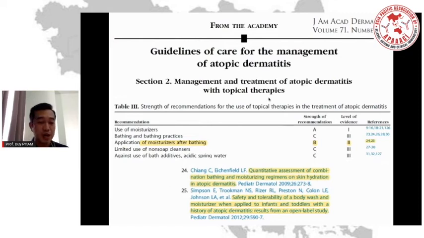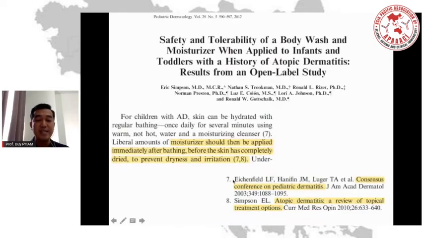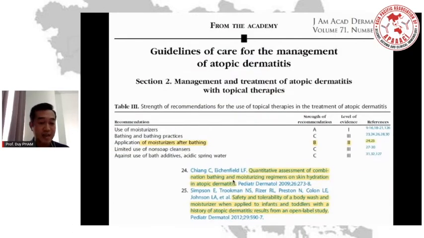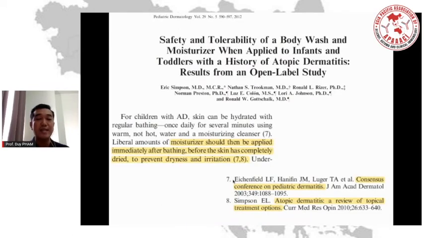The American Academy of Dermatology also recommended to apply the moisturizer after bathing with the strength of recommendation at B level, and the level of evidence is 2. And they cited 2 references. The first reference is the study that I have already presented, which concluded that there was no difference in the effectiveness of moisturizing between immediate or delayed moisturizing. And the second reference, we looked for that reference and found that it also did not investigate the effect of early or delayed moisturizing. But in the introduction part of that article, they stated that moisturizer should then be applied immediately after bathing before skin has completely dried. And they cited 2 references.